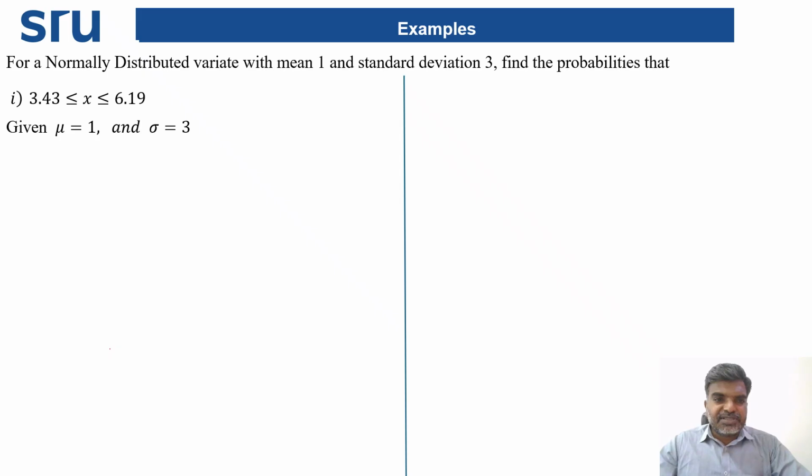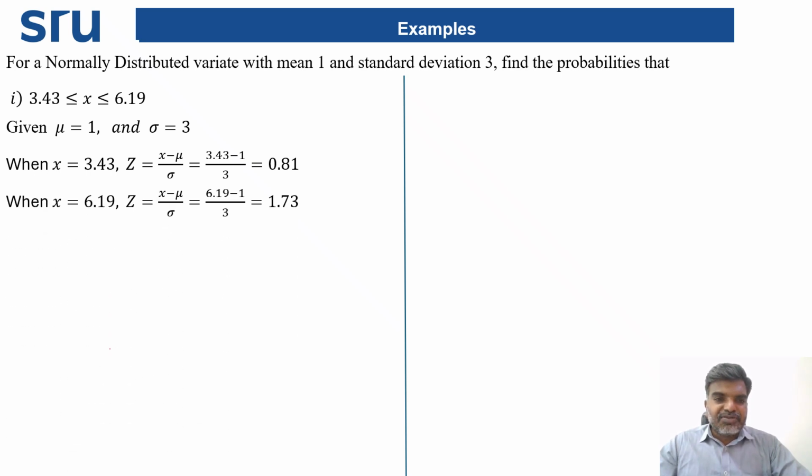First, we convert x value 3.43 into standard normal variate z. Already we know the formula z equal to x minus mu by sigma. We have to substitute all the parameters in this formula. That gives 0.81. So when x equal to 3.43, then corresponding z value is 0.81. Similarly, for the second x value 6.19, the corresponding z equals 1.73. See, we converted given x values into standard normal variate z.